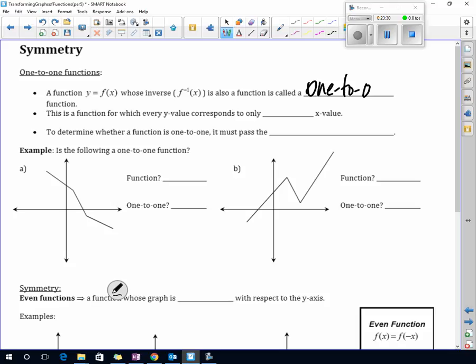So this function for every y corresponds to only one x. So the original function, for every x there's only one y. For the inverse function, you would be looking at for every y there's only one x. So to determine whether a function is one-to-one, it must pass the horizontal line test.